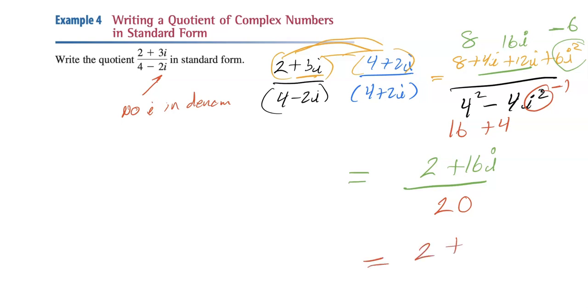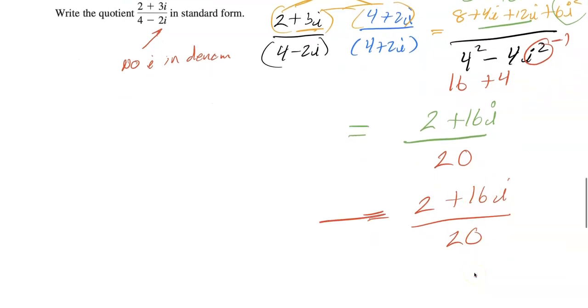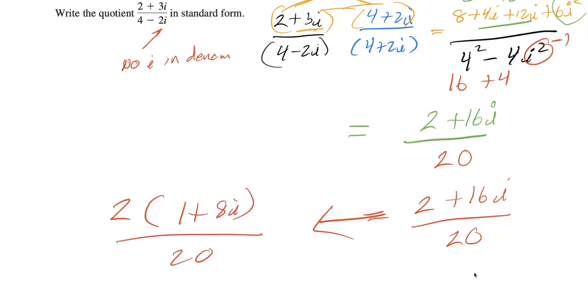And then this would be done if you're in regular pre-calc. Honors, you can factor this. The top has, you can factor out 2, and that would reduce. So if I was in honors, I would factor out 2 from the top, 1 plus 8i over 20, and then now these two reduce. So I get 1 plus 8i over 10. That's the most factored form.